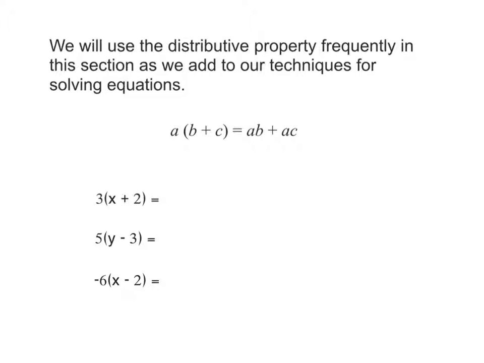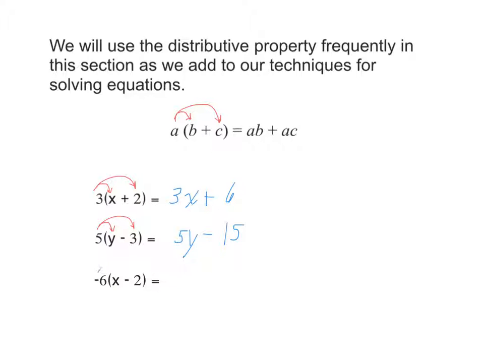Just as a reminder, the distributive property says that you need to actually distribute or multiply a number that's in front of parentheses. So here we multiply a times b and a times c. In the examples you see below, 3 will get distributed to both x and 2 to give an answer of 3x plus 6. 5 gets distributed to y and the 3 to get an answer of 5y minus 15. Notice how the minus sign carries on to the answer.